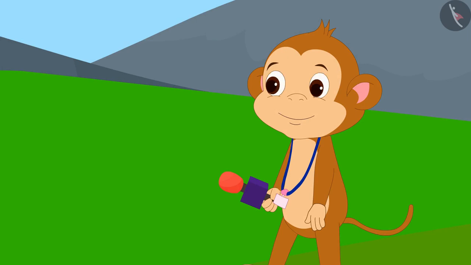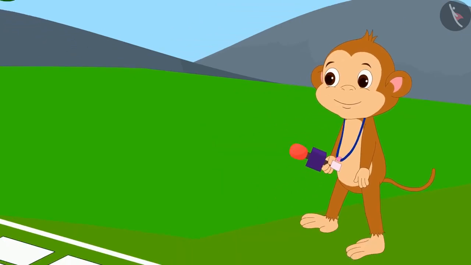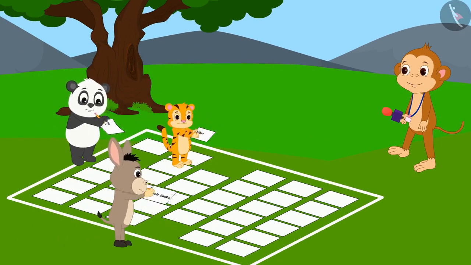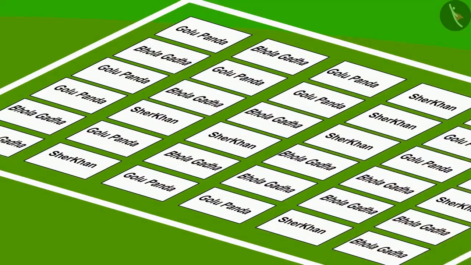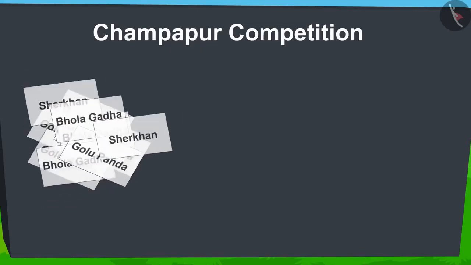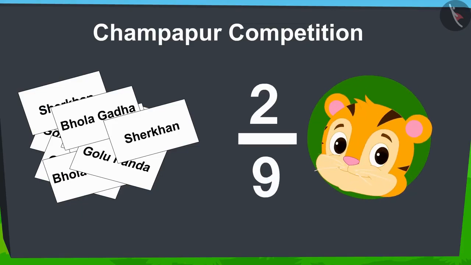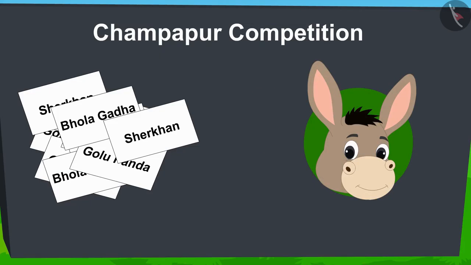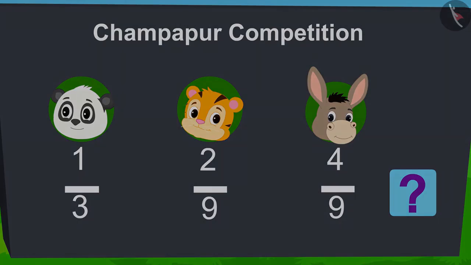Babban, the moderator of the competition, indicated the start of the time and all the contestants quickly started writing their names on pieces of paper. Time is up and now the counting has begun. On counting, it was found that Golu's name is written on 1/3 part of the total paper pieces, Sher Khan's name on 2/9 part and Bhola's name on 4/9 part. Children, can you tell who is the winner of the competition?